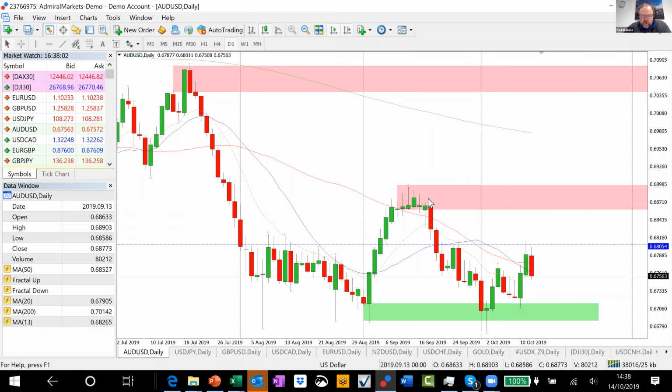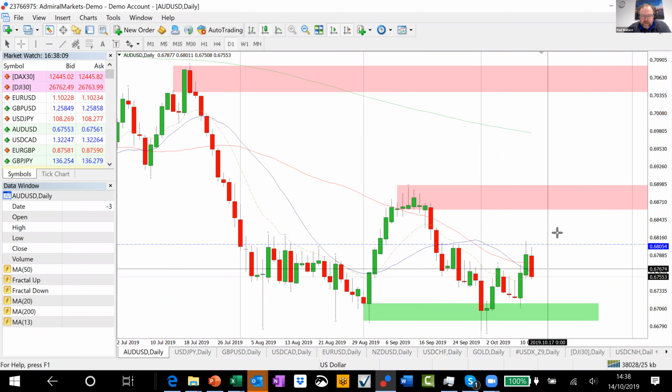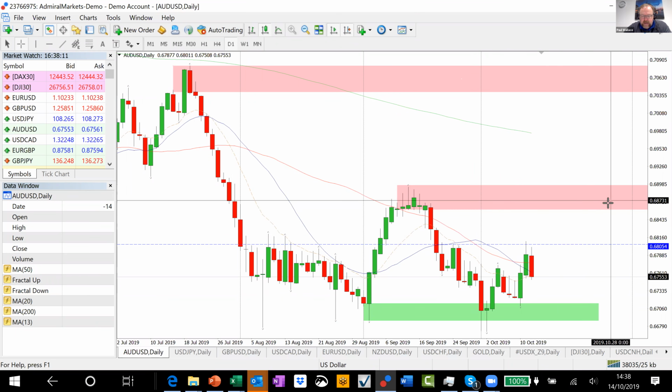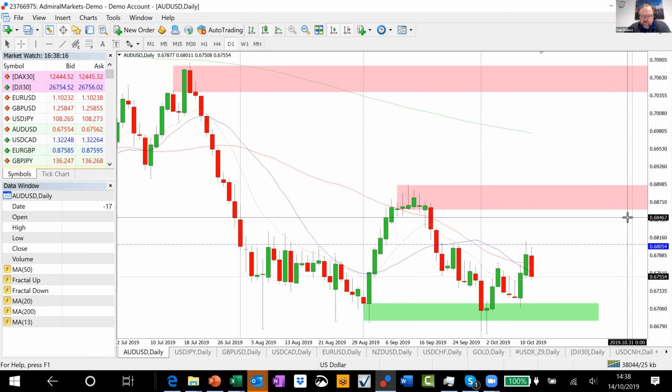Now I'd be curious to see any price reversal that comes back up to here. Bringing my cursor up into the future, I'd be interested to see how price reacts. I'll be waiting to see whether there would be bearish engulfing candles or bearish pin bars being formed there.